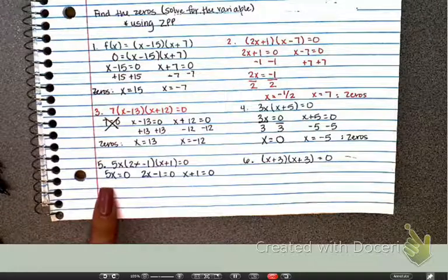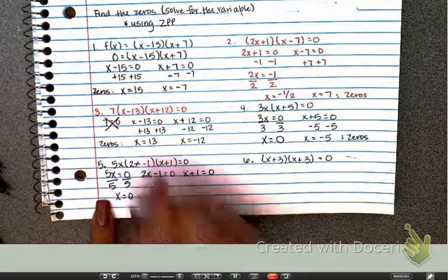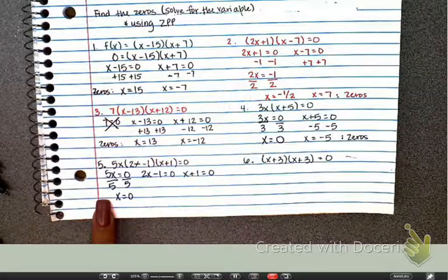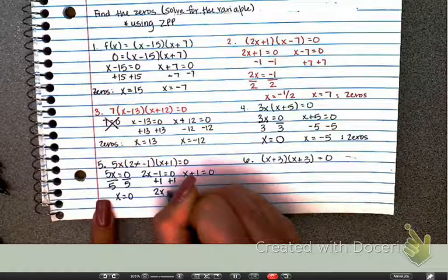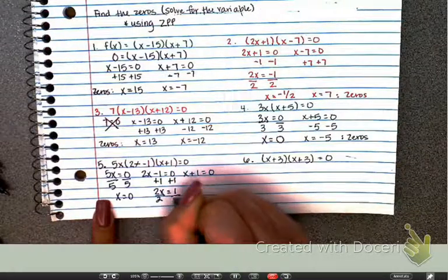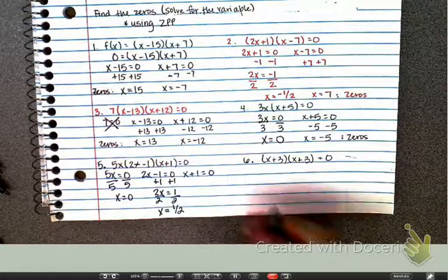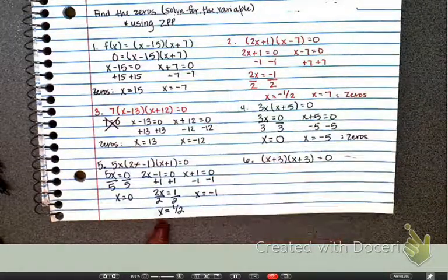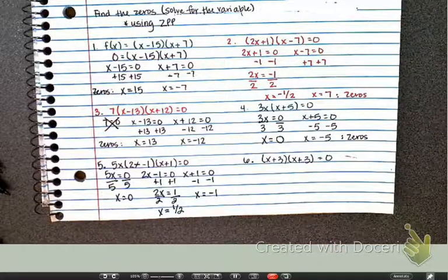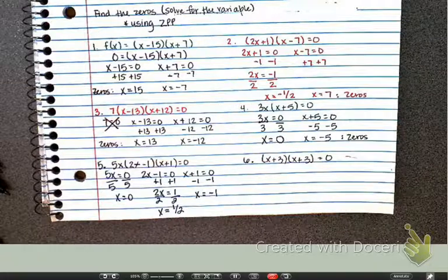So if I want x by itself here, I'm going to divide by 5, where x equals 0. For this one, I'm going to add 1, so 2x equals 1, and then divide by 2, which means x equals 1/2. And on this last one, I'm going to subtract 1 from both sides, giving me x equals negative 1. So my answers are x equals 0, x equals 1/2, and x equals negative 1.